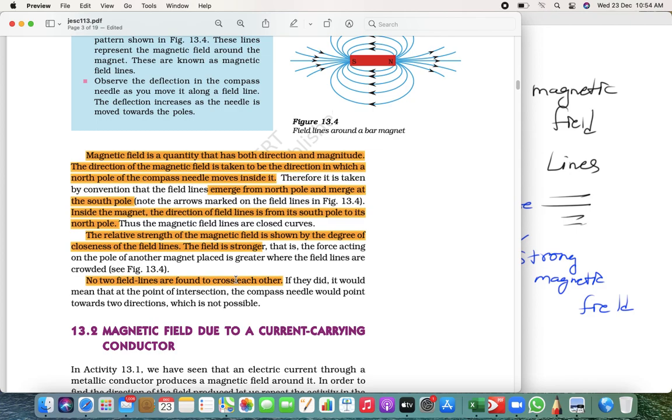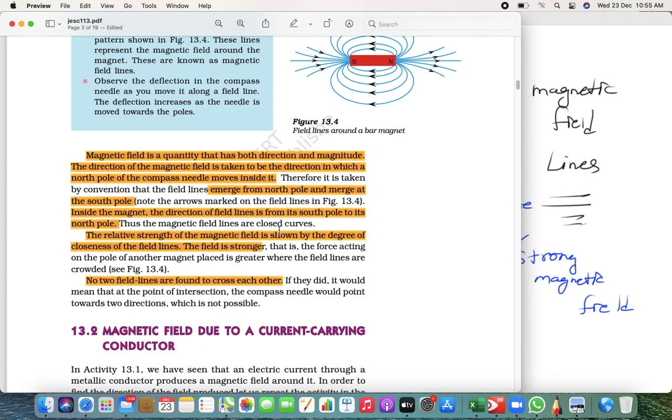Okay. Last one, the relative strength of the magnetic field is given by the degree of closeness, meaning when the magnetic field lines are close, the field is stronger. And the last one, no two field lines are found to cross each other. So, these are four properties of magnetic field you remember. How many properties do you remember? Four, right? Four properties you have to remember.